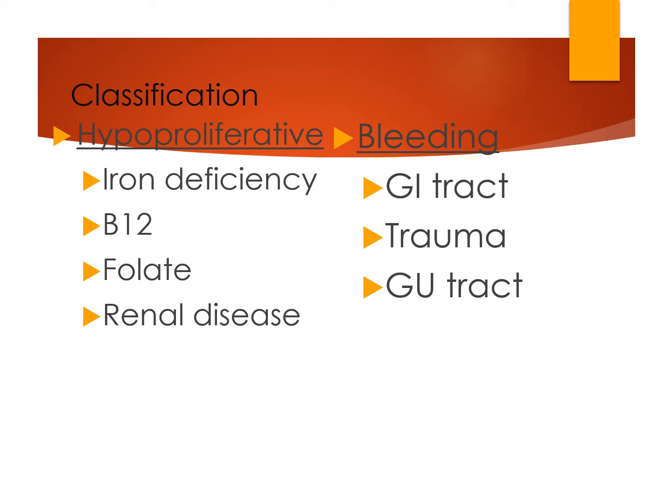Bleeding, especially that of the GI tract, can be chronic and could be acute, where excessive amounts of blood is lost. Trauma, again, excessive amounts of blood. And because the genitourinary tract is so vascular, it too can be subject to excess blood loss.